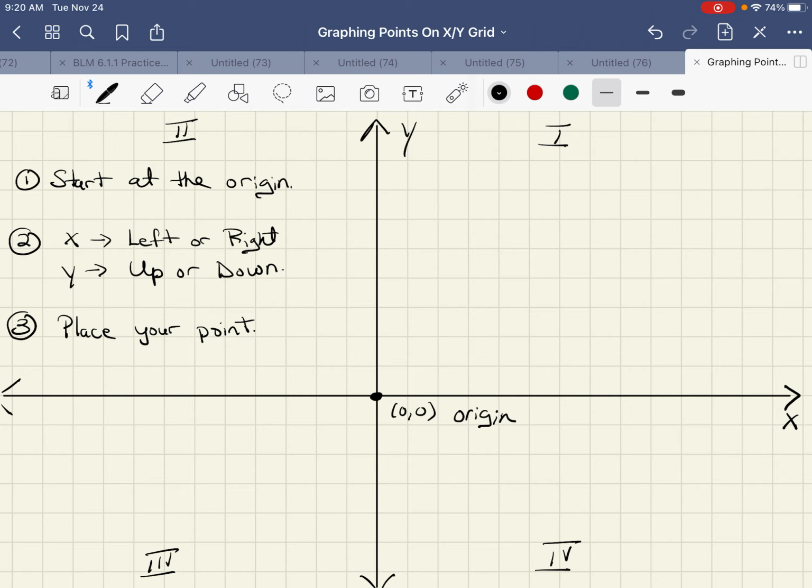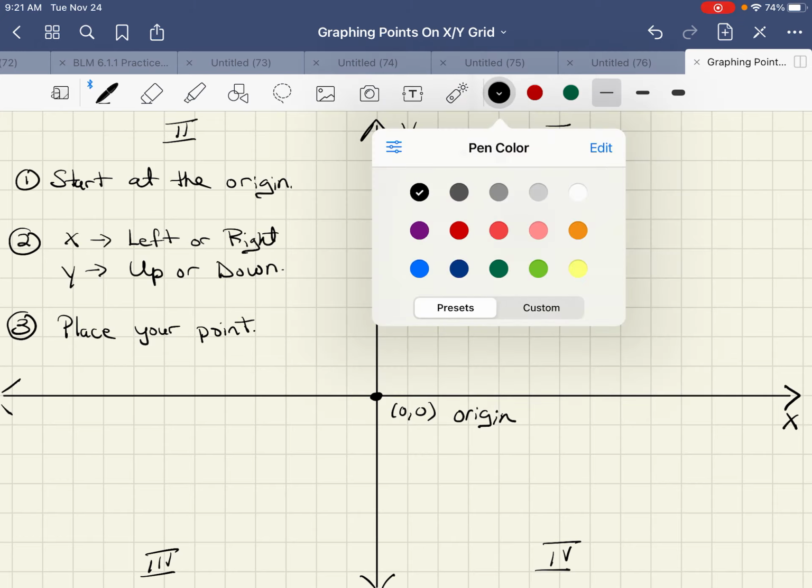So it's just better if I start with an example. So suppose I want to graph the point 1, 2. So I start at the origin. Now, the X part is 1 and the Y part is 2. So all I'm going to do, I'm going to change the pencil here, and I'm going to change it to blue.